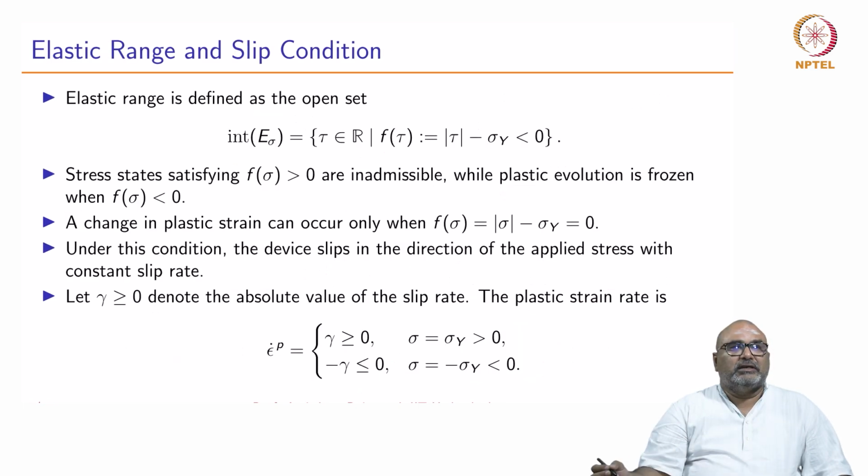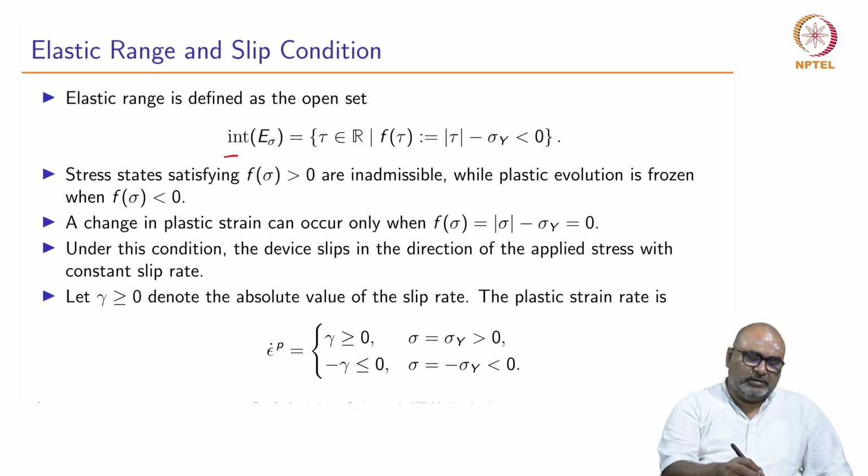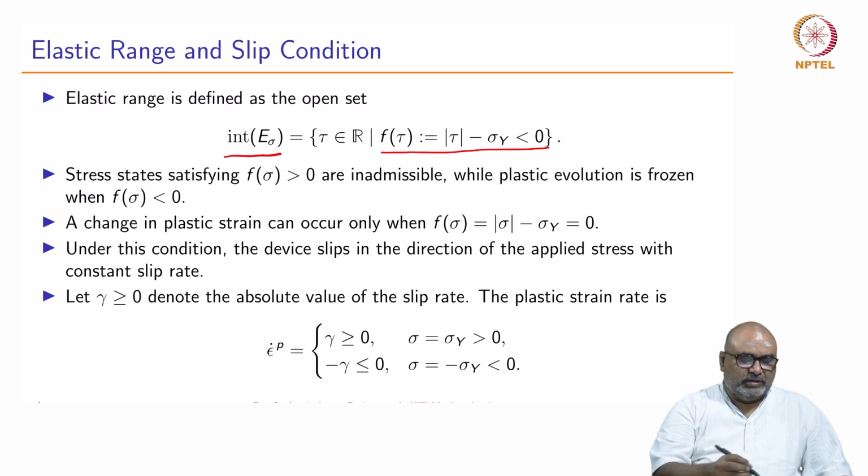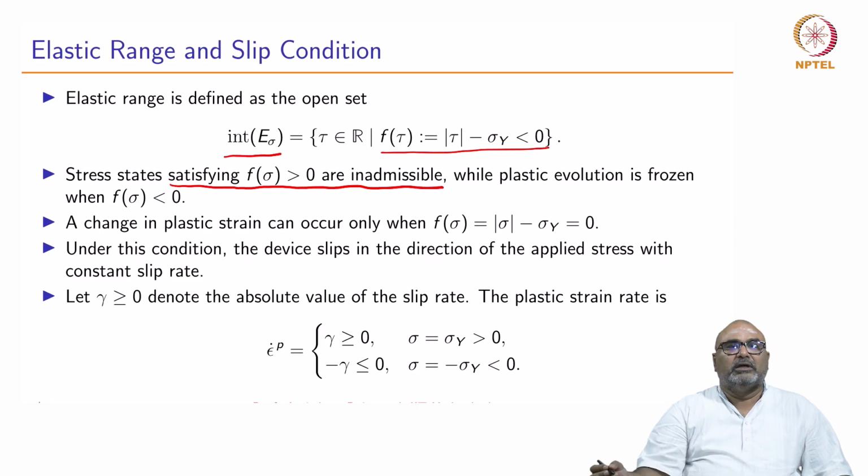Now, the elastic range is defined as the open set, which is the region inside this admissible stress region, called the elastic range. It is the interior region of E of sigma, and it is defined as the open set where f of tau, tau minus sigma y, is less than 0. So, the stress state which is outside this elastic range, when f of sigma is greater than 0, is an inadmissible stress state.